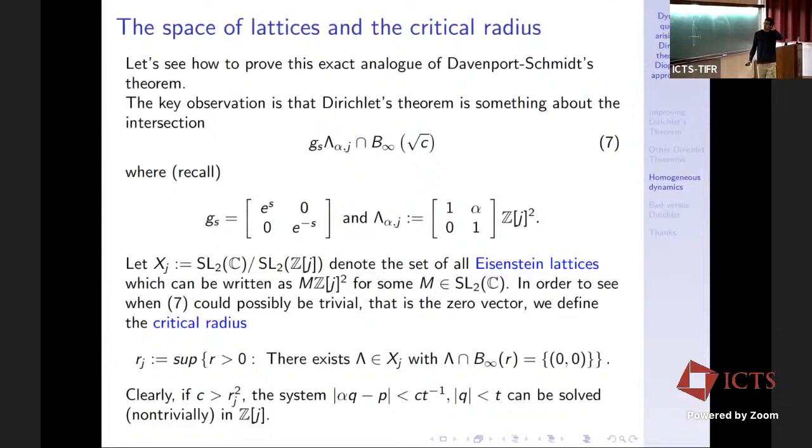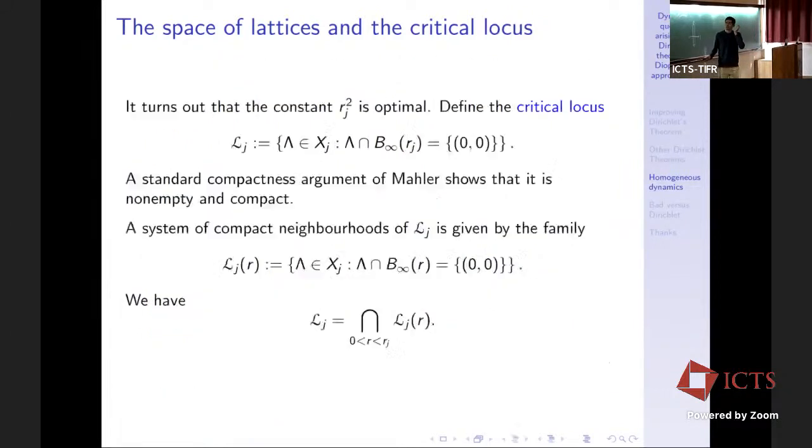Right. So R_J is the supremum. You can see it's finite. And the point is that if C is greater than R_J squared, then this will always have non-trivial intersection, just by definition of R_J. Right. Okay. So it turns out that this R_J squared is actually the optimal constant for Dirichlet's theorem. So abstractly, I'm telling you there does exist some constant for which Dirichlet's theorem holds. But we, of course, have to do other things in the theorem. We have to show that it's one, and so on and so forth.